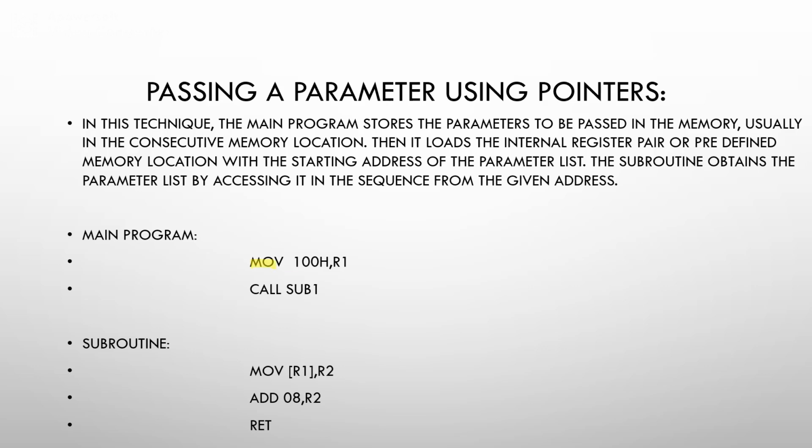So we are having the main program: move 100 to R1, call subroutine. So we can copy the content of R1, that is the pointer. The content of R1 is copied to R2. Add 8 to R2 and return the value. It will return the value over here.